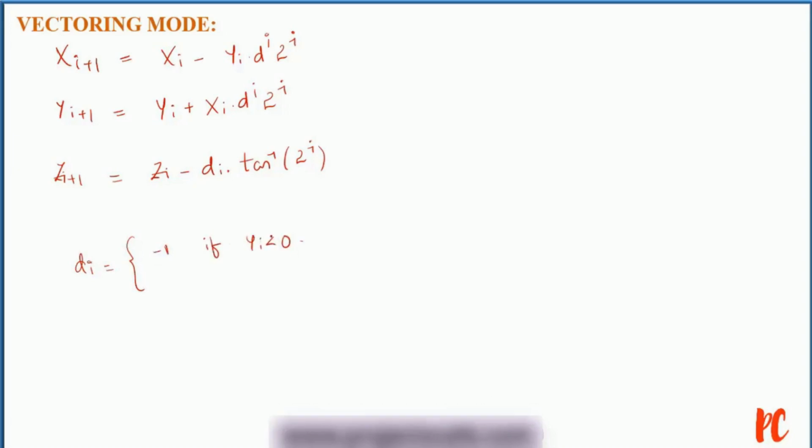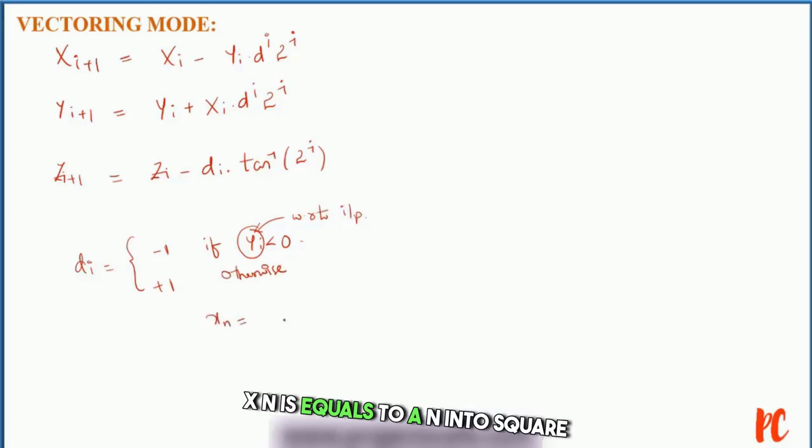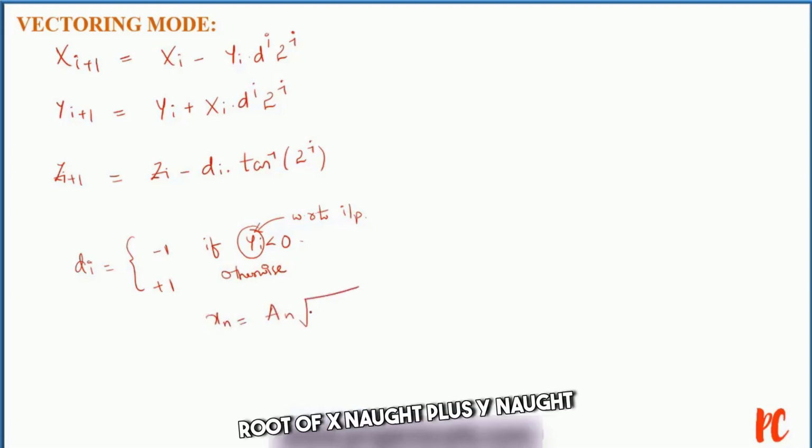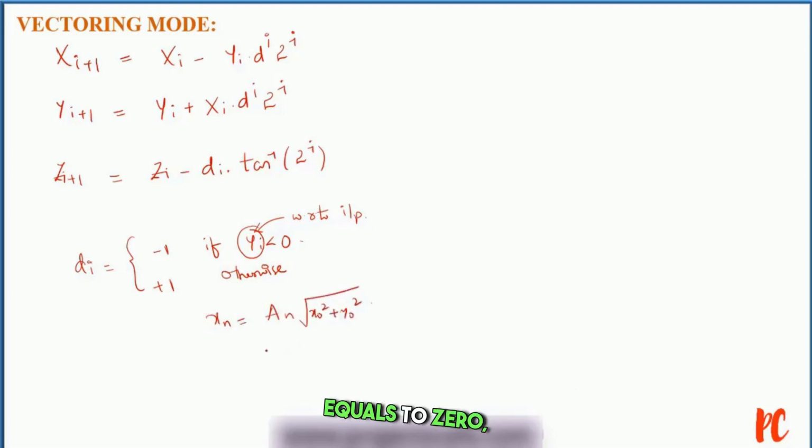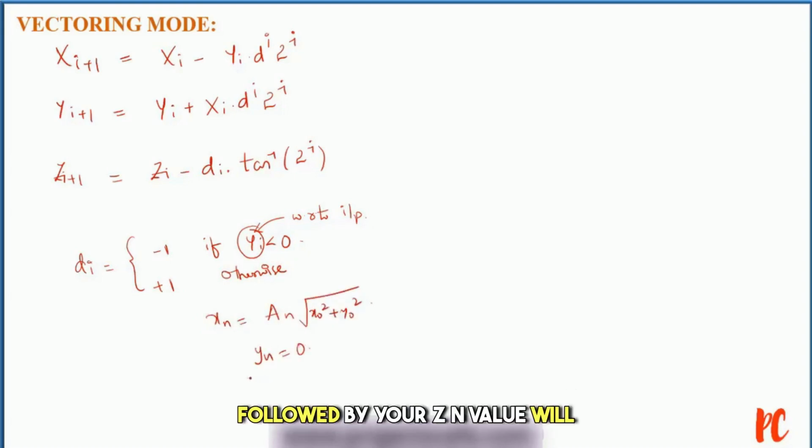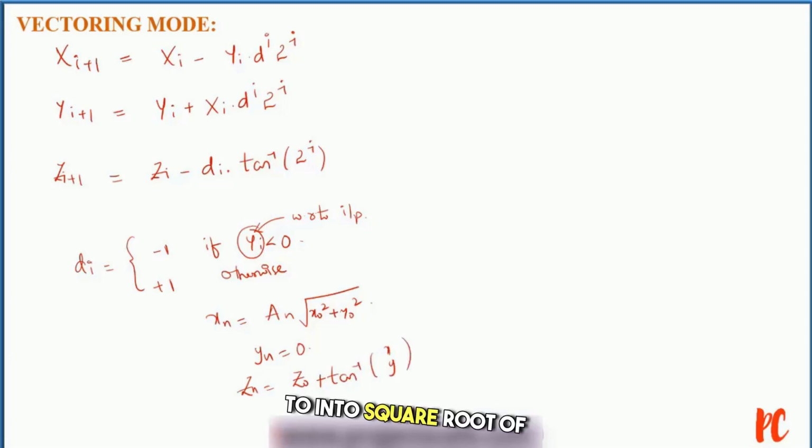You need to make a note here. Earlier we had placed a limitation with respect to the fixed angle. Now we are placing a limitation with respect to the other input signal, and it will be plus 1 otherwise. Thereby the final expression will come around xn is equal to An into square root of x0 squared plus y0 squared, and yn is equal to 0, followed by the zn value, which will be z0 plus tan inverse of y0 by x0. Finally, the same expression An is equal to the product of square root of 1 plus 2 power minus 2i.